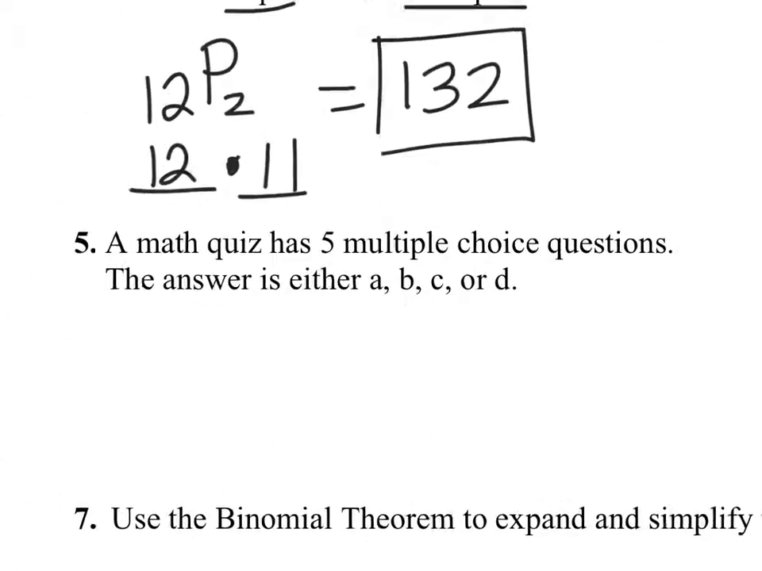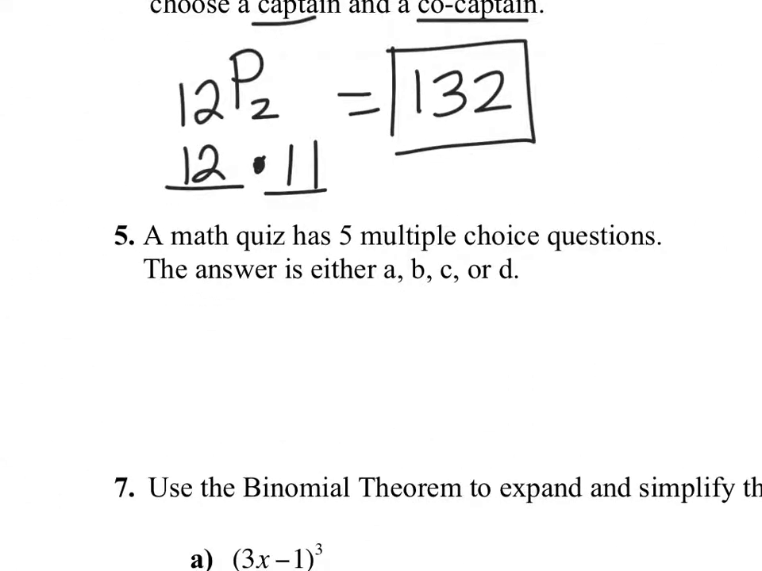Okay, here we go. A math quiz has 5 multiple choice questions. The answer is either A, B, C, or D. For this one I would use the multiplication counting principle, because there's no order here. I'm not choosing a group of something. So I have 5 different questions on my test, and how many options do I have? 4. So I have 4 choices times 4, because this is all one test. I'm not adding up all my different possibilities. This is one Scantron that's going to have all 5.